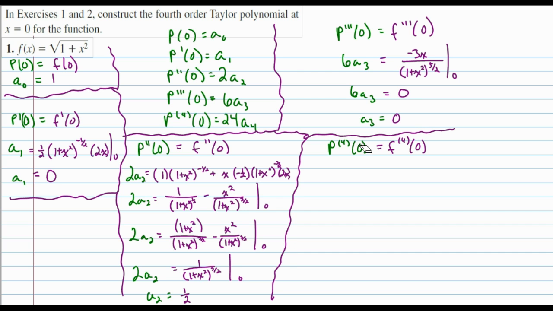Then the fourth derivative of our polynomial has to equal the fourth derivative of our function. So those fourth derivatives, 24a sub 4, has to equal the fourth derivative of this square root function. Evaluate them both at 0, and I get a sub 4 equals -1/8. So now I have all the coefficients for this fourth order Taylor polynomial, this polynomial that's going to approximate the function square root of 1 plus x squared.